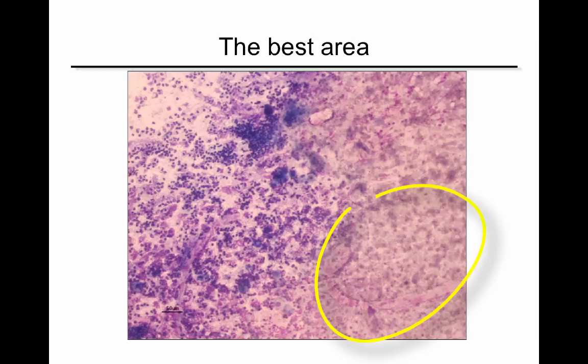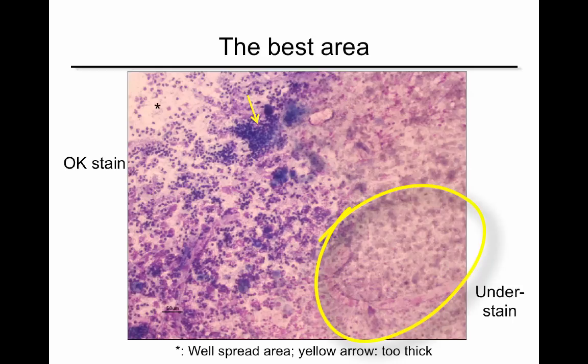And right there is understained. So I'm not even going to bother looking there because that's wasting my time. So that's good stain, and that's the perfect area because I can see that these are neutrophils and they spread well enough that I can look inside their cytoplasm for something. If I come in here, those are also neutrophils, but I can't look at them because they're scrunched up, and I can't look for bugs in them. And this is suppurative inflammation, and I'm going to be looking for bugs.